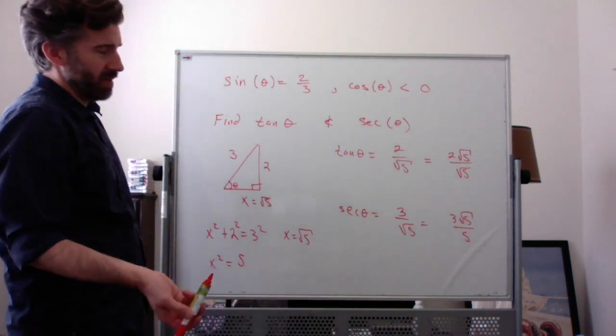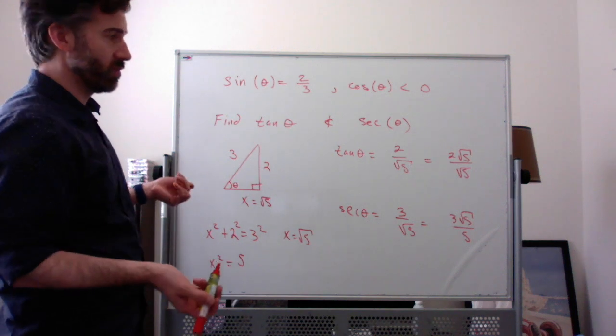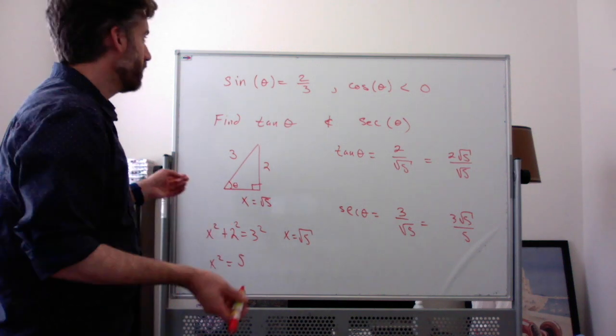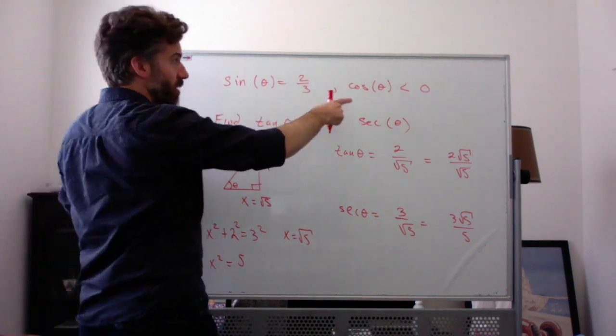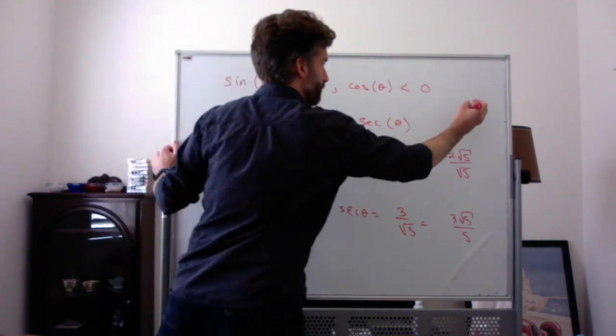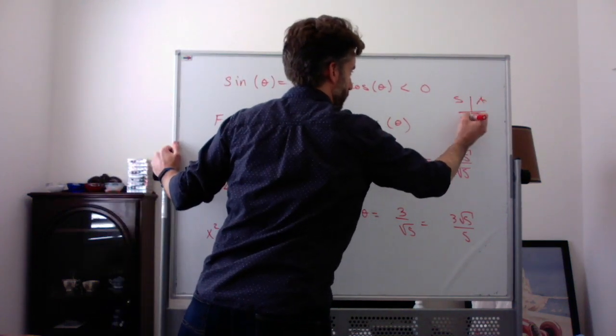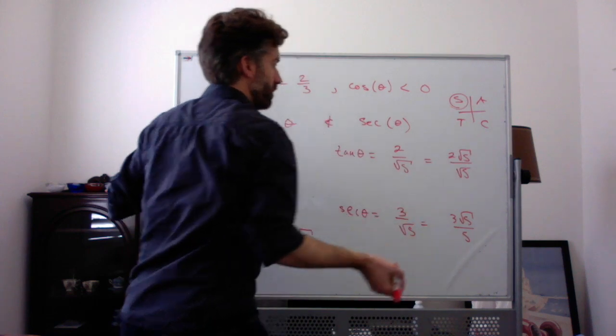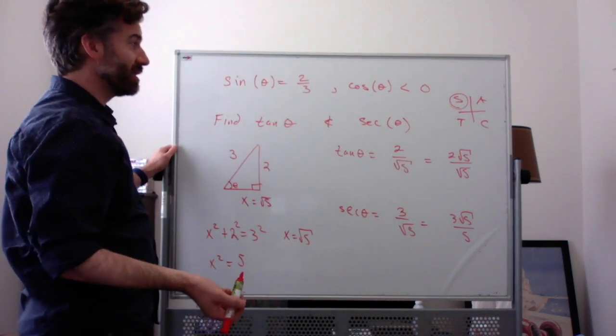The other thing we need to do is know what quadrant we're in. So if sine is positive and cosine is negative, that means we are in quadrant 2. So that means tangent's going to be negative.